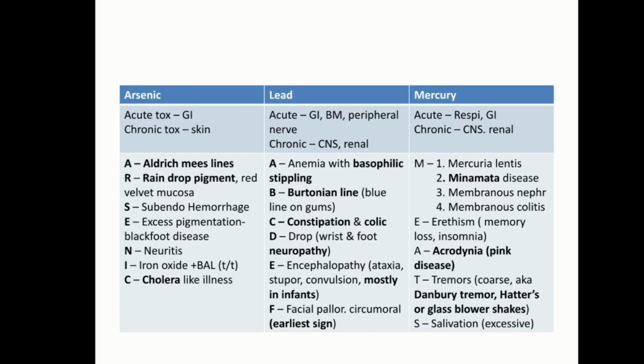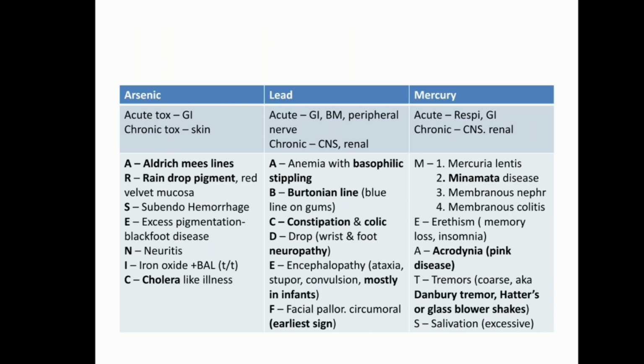Coming to clinical features, there is a mnemonic for each poison. For arsenic, it is ARSENIC. A for Aldrich-Mees lines, which is nothing but transverse white band on the nails. R for raindrop pigmentation. R for red velvet mucosa, which is a post-mortem finding of the stomach. S for subendocardial hemorrhage, which is a post-mortem finding in the heart. E for excessive pigmentation, blackfoot disease. N for neuritis. I for iron oxide plus BAL, which is a treatment of arsenic poisoning, although iron oxide is obsolete as an antidote now. C for cholera-like illness.